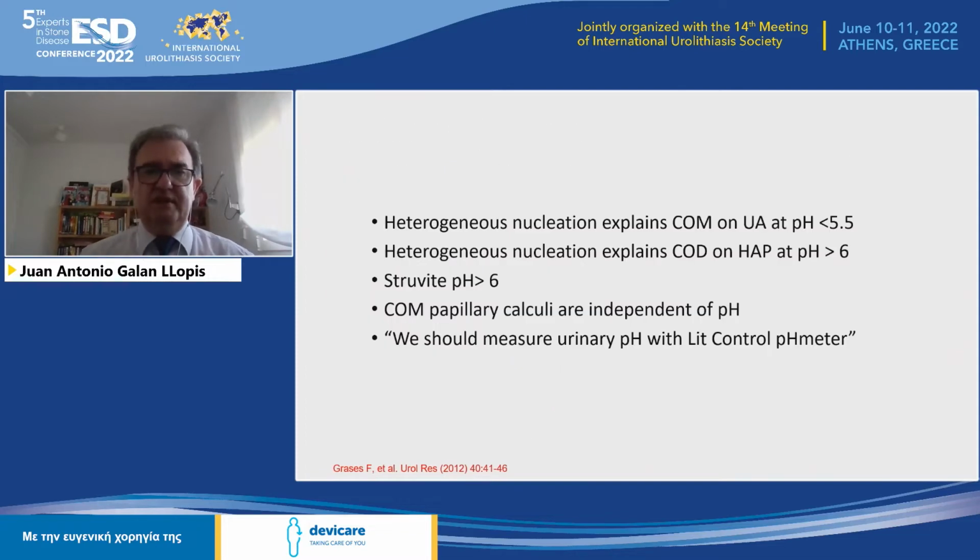They came to the conclusion that heterogeneous nucleation explains calcium oxalate monohydrate on uric acid at pH less than 5.5. It also explains calcium oxalate dihydrate on hydroxyapatite at pH more than 6. Struvite stones are found when pH is over 6, a little higher. And calcium oxalate monohydrate papillary calculi are independent of pH. So the main conclusion of this study is that an accurate pH determination is very important, and we can accomplish that with the Lithocontrol pH method.